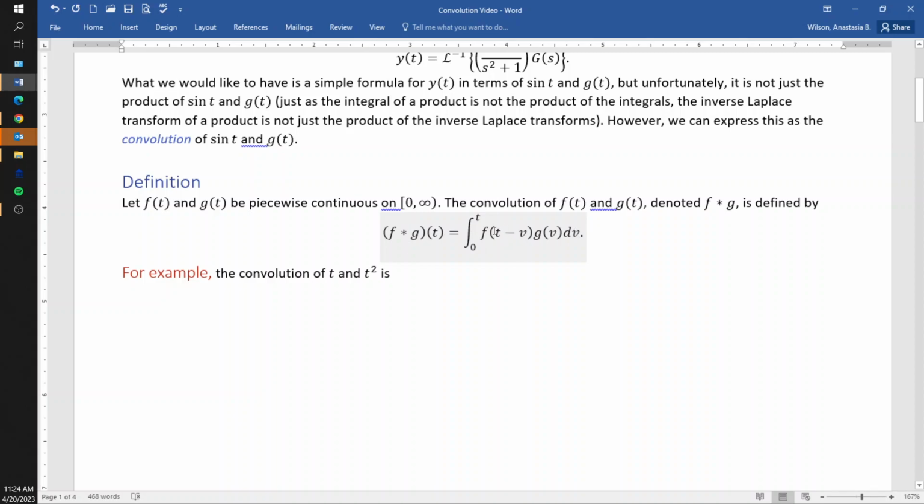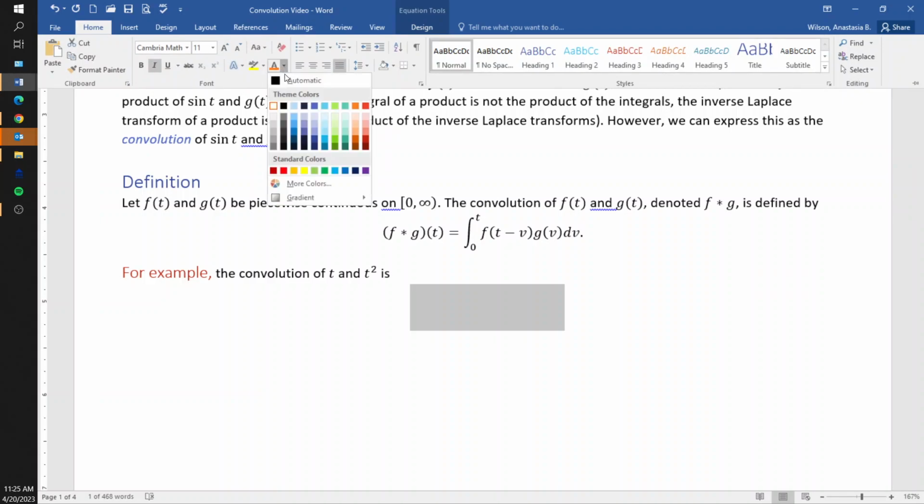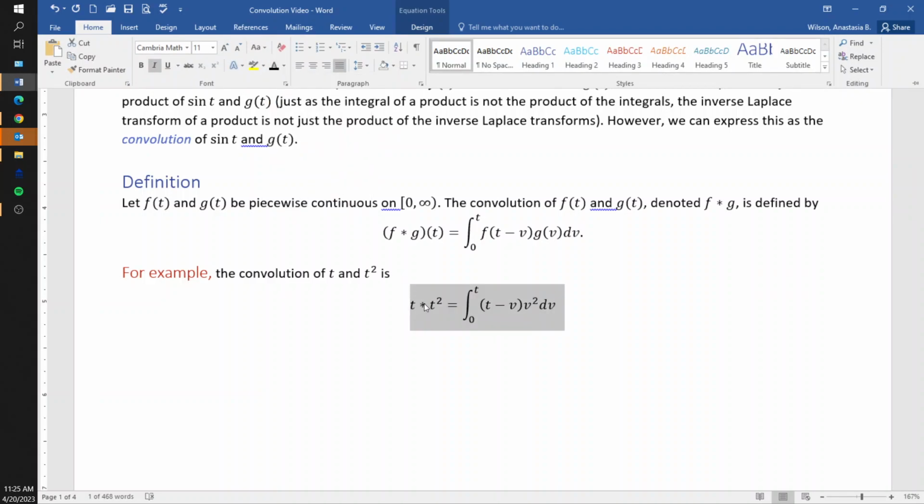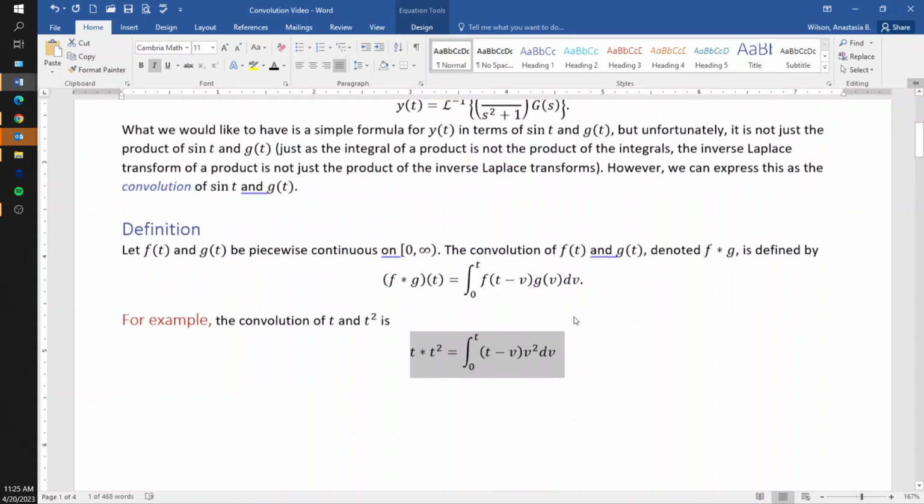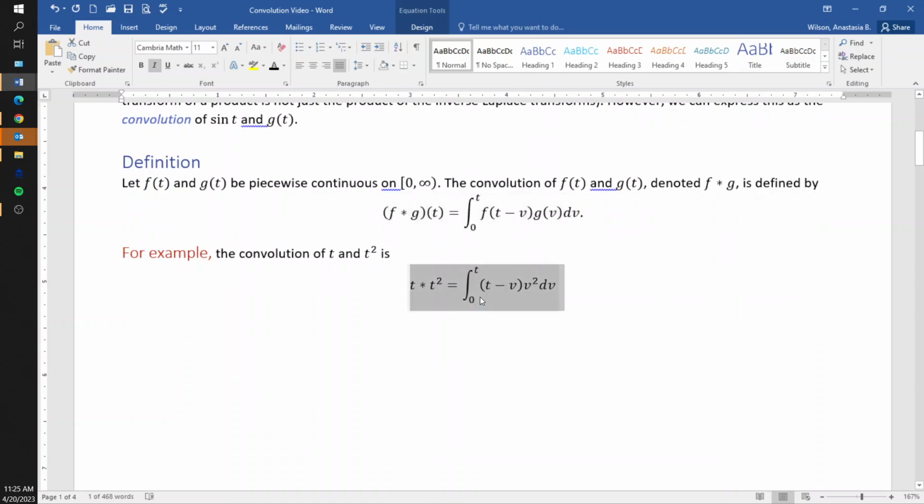So notice, even though we have a t in here, we are integrating with respect to v, so t is held as a constant. So for an example, the convolution of t and t squared, we will notate that as t star t squared. And using our formula, we have the integral from 0 to t of t minus v, since that's what f is, and v squared, since we're plugging v in for g.